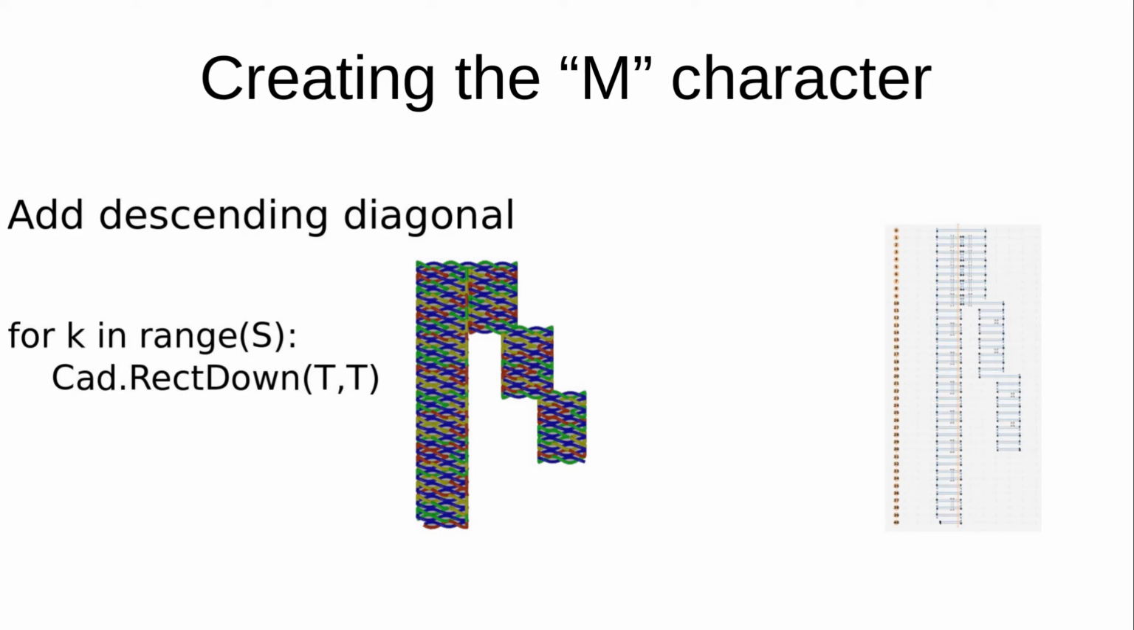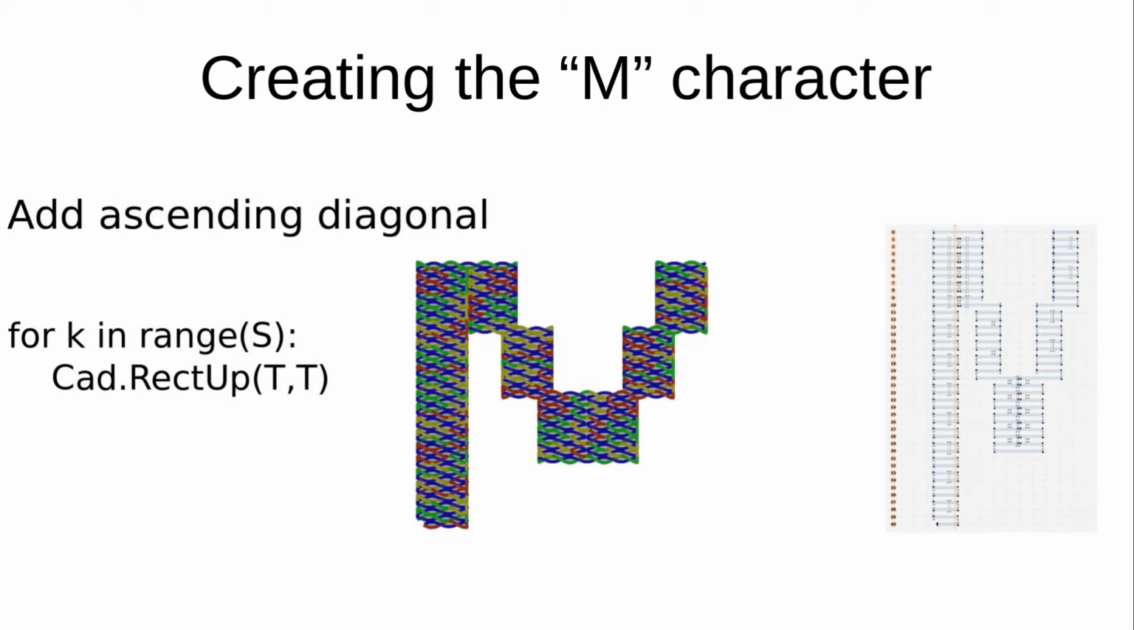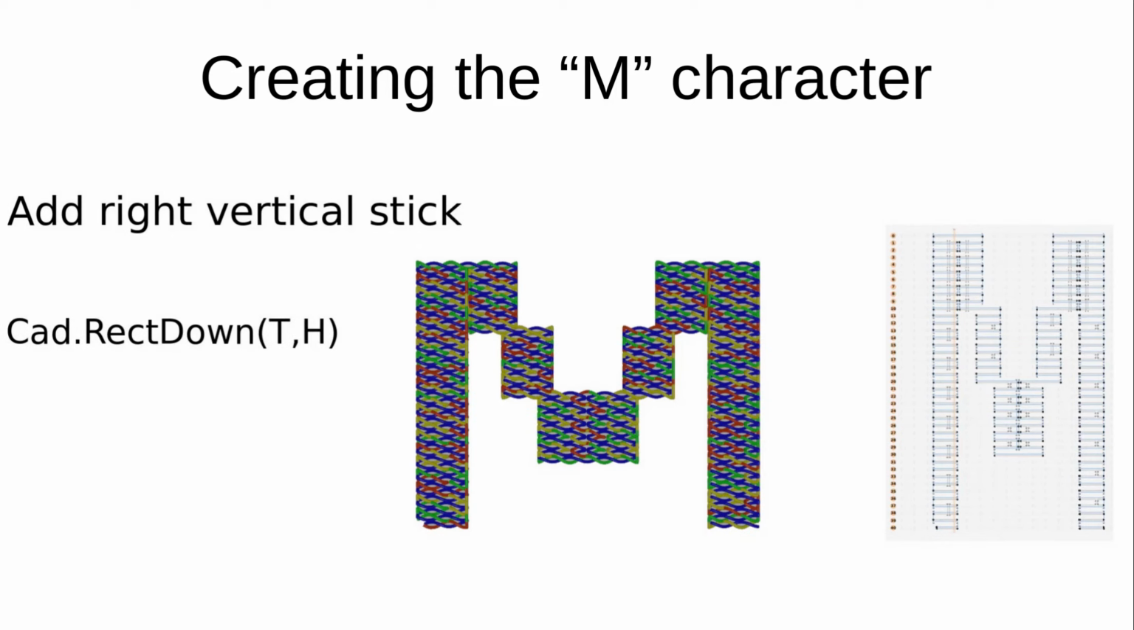Then, to add the diagonals, we can use Python loops to be repeated S times, and add small squares using rectDown. For the ascending diagonal, we use the same code, but using rectUp. Finally, we add the right stick, and we finalize our model.